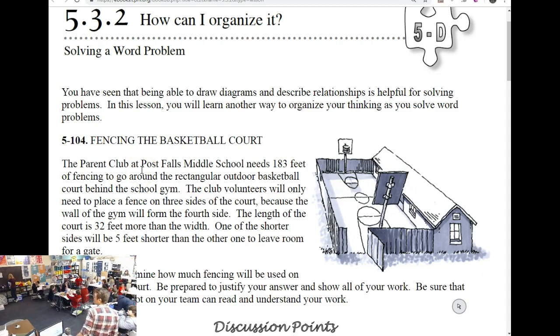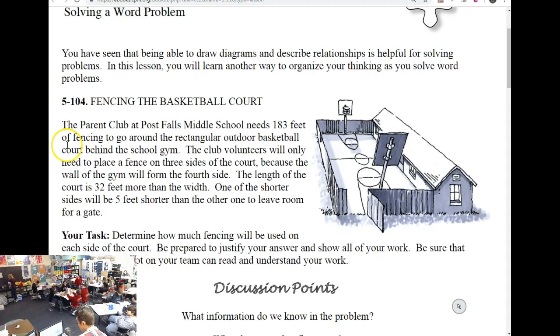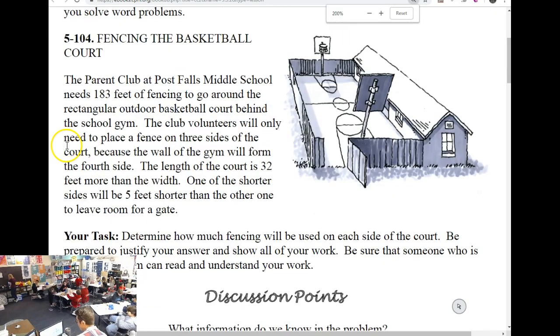Anyone want to read for us? We're going to skip the first paragraph and just go right to 104. I'm going to read our situation. We'll go with Sky today. Okay. The parent club at Post Falls Middle School needs 183 feet of fencing to go around the rectangular outdoor basketball court behind the school gym.